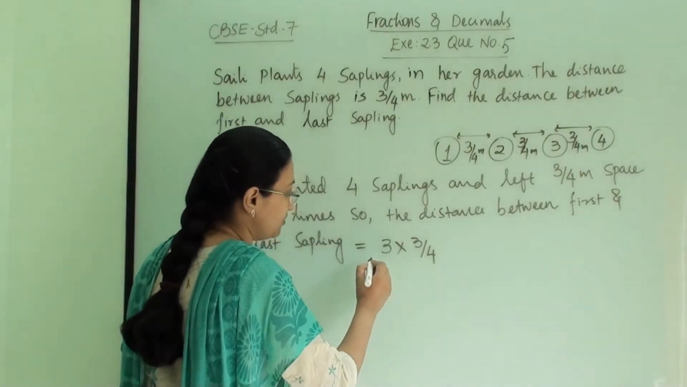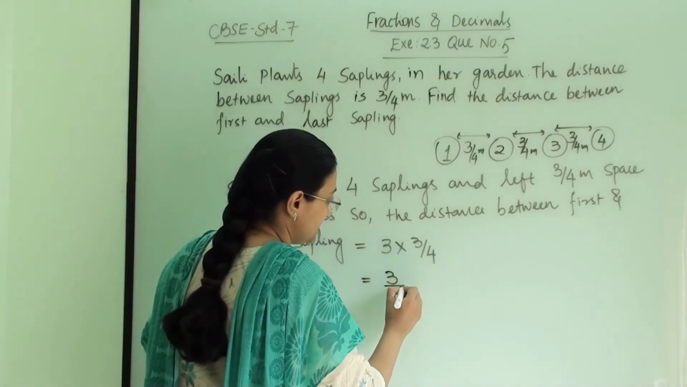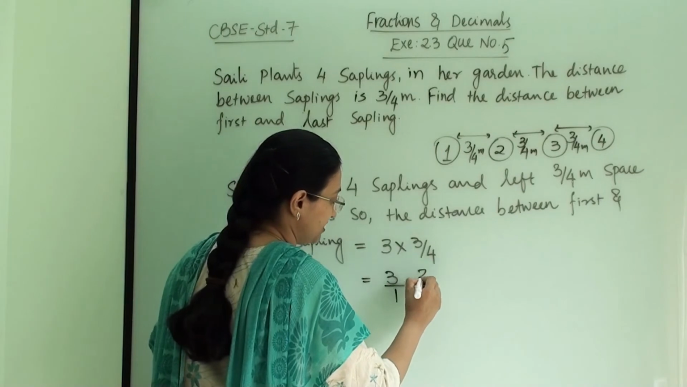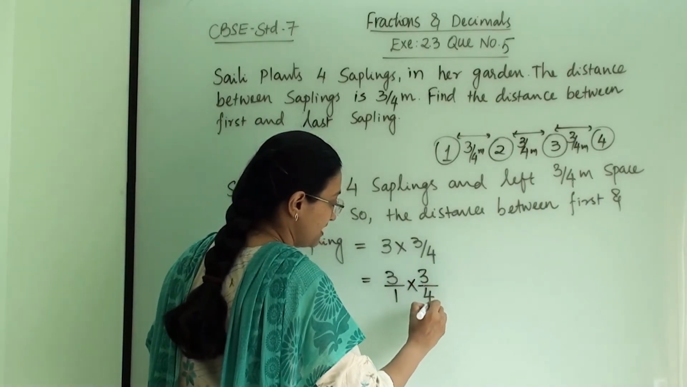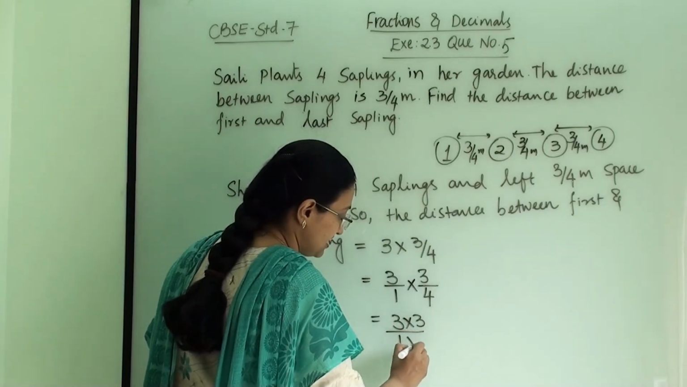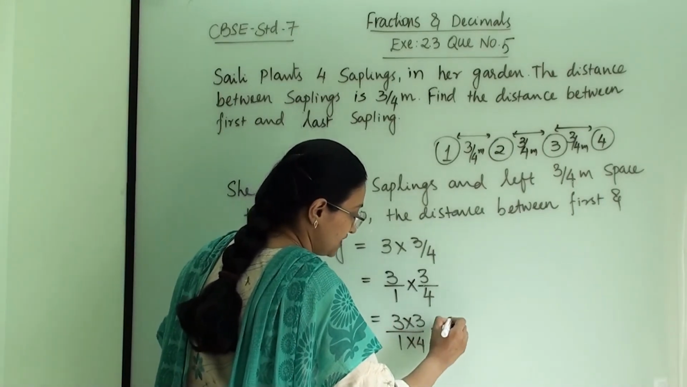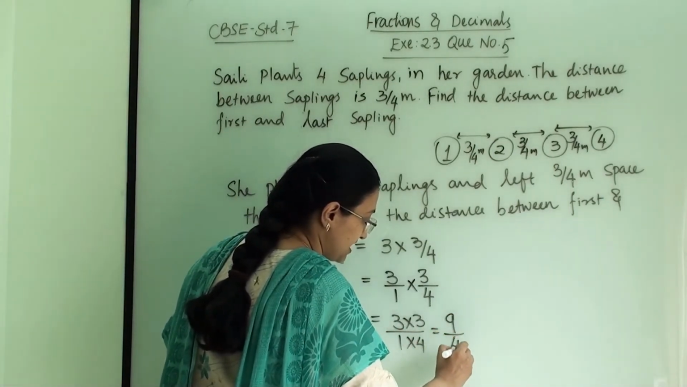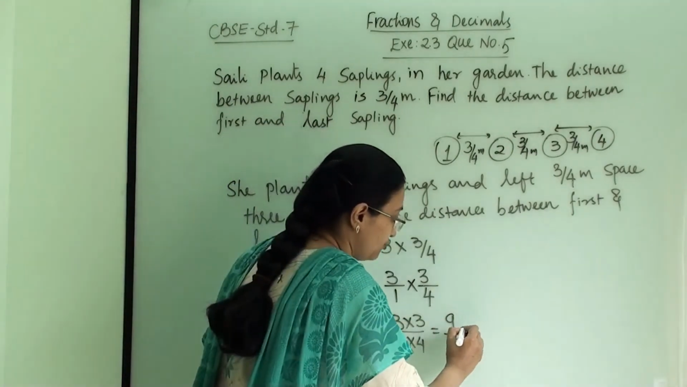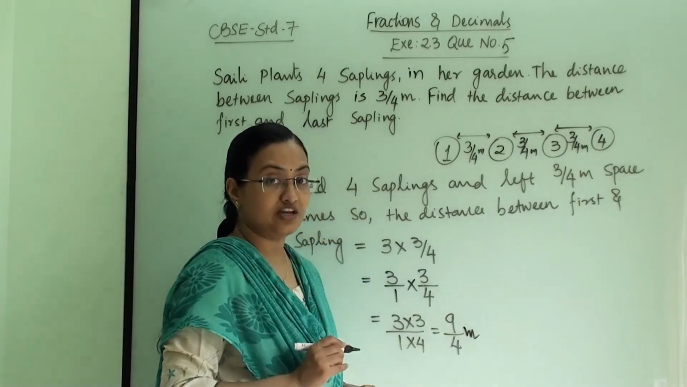So now we will multiply this 3 in denominator 1 because this is a whole number in multiplication with 3 by 4. So the multiplication is 3 into 3 divided by 1 into 4. So the answer is 9 divided by 4. So 9 divided by 4 meter space she left in between.